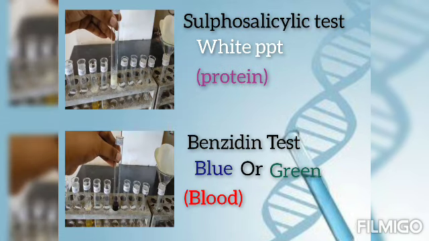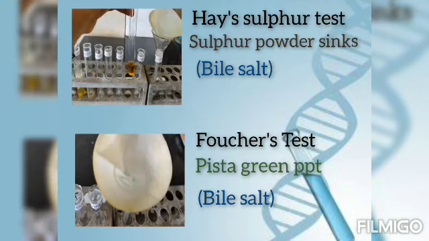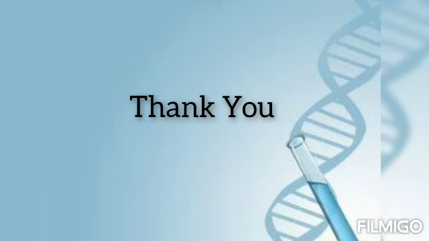Next test is the sulfosalicylic test. White precipitate is observed, that means the presence of protein in the urine sample. Next test is the benzidine test, which gives the blue or green color, that means the presence of blood in the urine sample. Then next test is Hay's sulfur test. The sulfur powder sinks, it means the presence of bile salt. And next one is the Fouchet test. It gives the pista green precipitate, which means the presence of bilirubin. This is the summary for all the tests of the urine sample. Thank you.